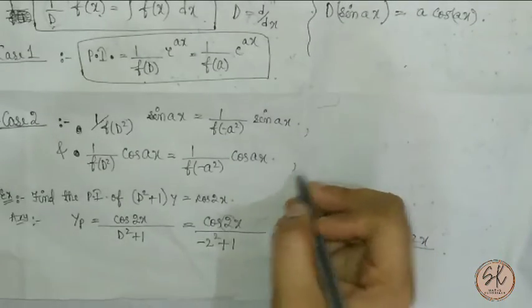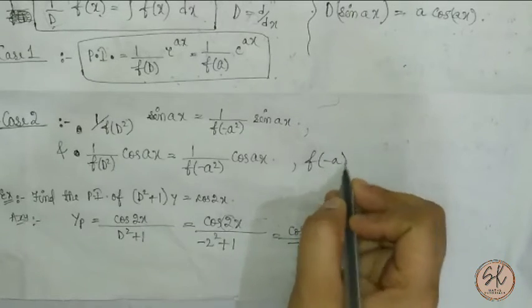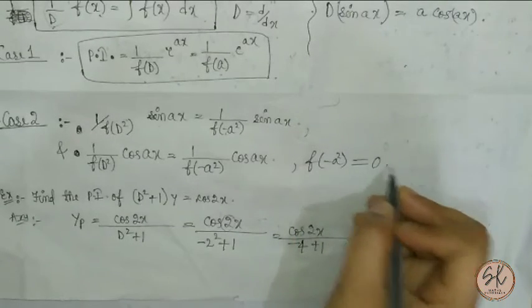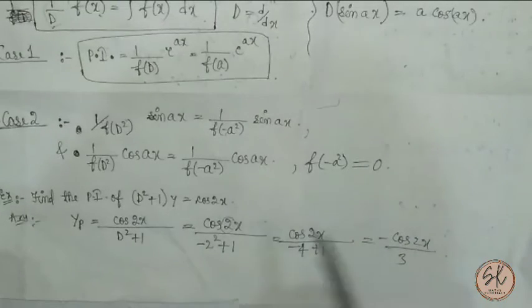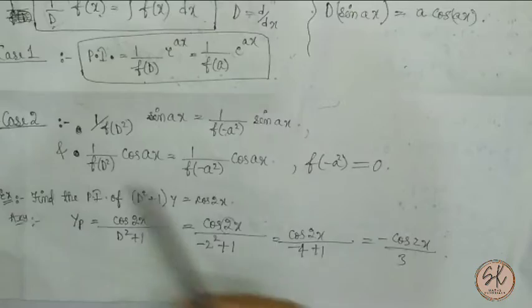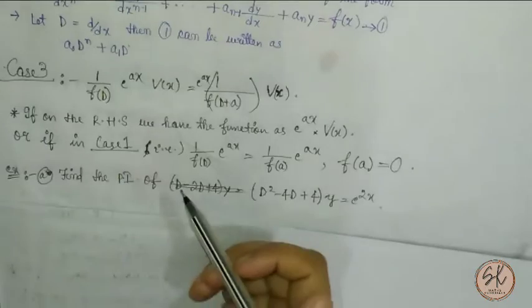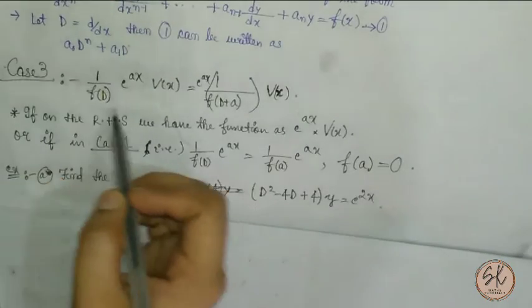When the denominator is equal to 0, that is when f of minus a square is equal to 0, it means the formula that will be applied is different. This one won't be applicable in that case. Let us see the next case, that is case 3.